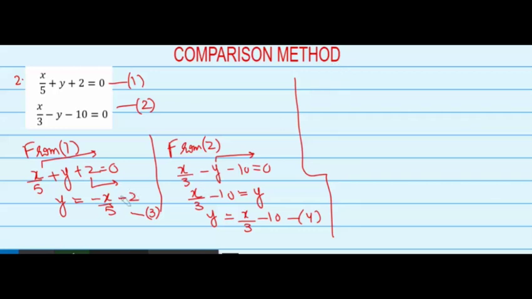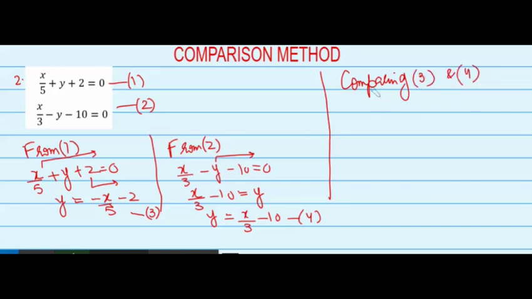y equals y, so it means this expression should be equal to this expression. So first I'll write comparing three and 4, right? Okay, so we have minus x over 5 minus 2 is equal to x over 3 minus 10. So we have fractions. So again find the LCM. LCM of 5 and 3 will be 15. So multiply this whole equation by 15, right?